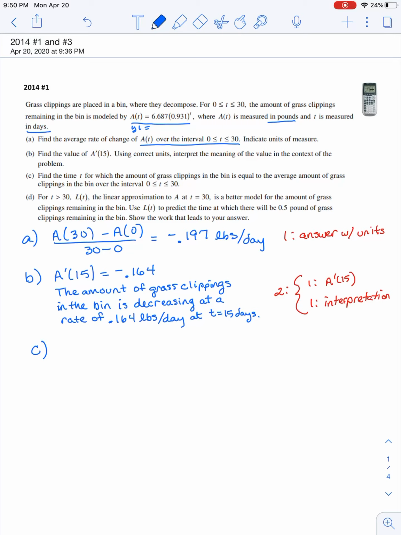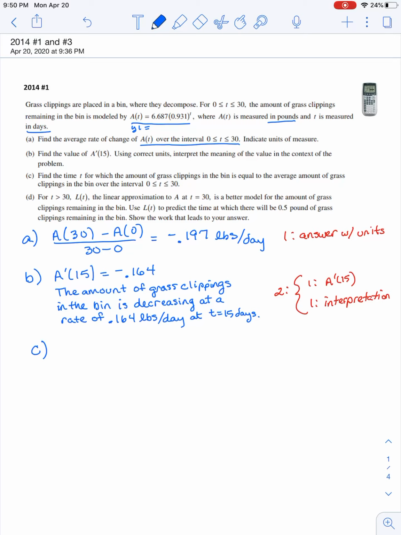The easiest thing for you to do is to ask yourself, what are they asking me for? They're asking me for the average amount of grass clippings. The amount of grass clippings is A of t. So instead of thinking about the words, the average amount of grass clippings, understand that the amount of grass clippings is represented by A of t. So really, I want the average value of this function A of t. So when you think about it that way, I want the average value of a function.